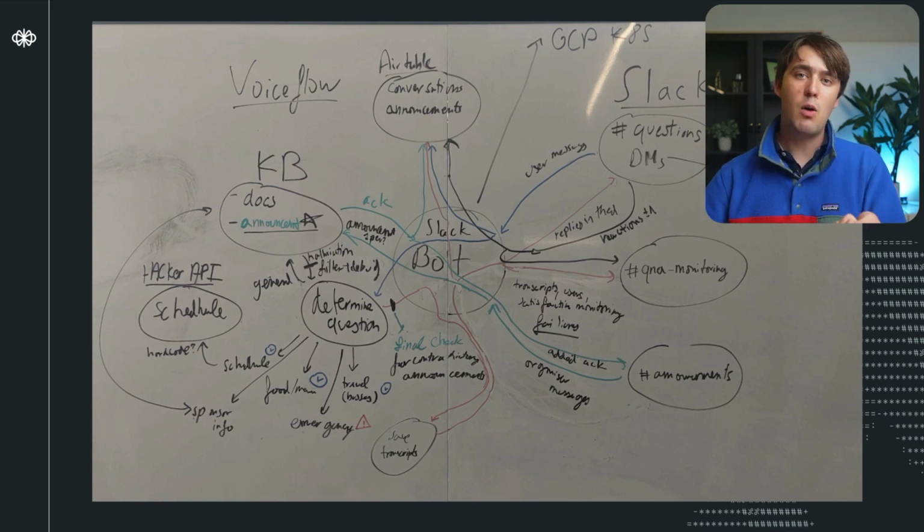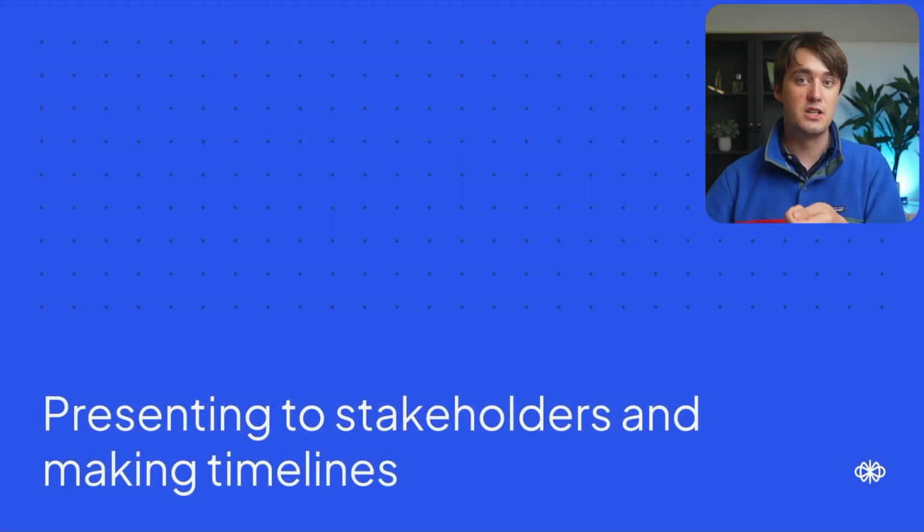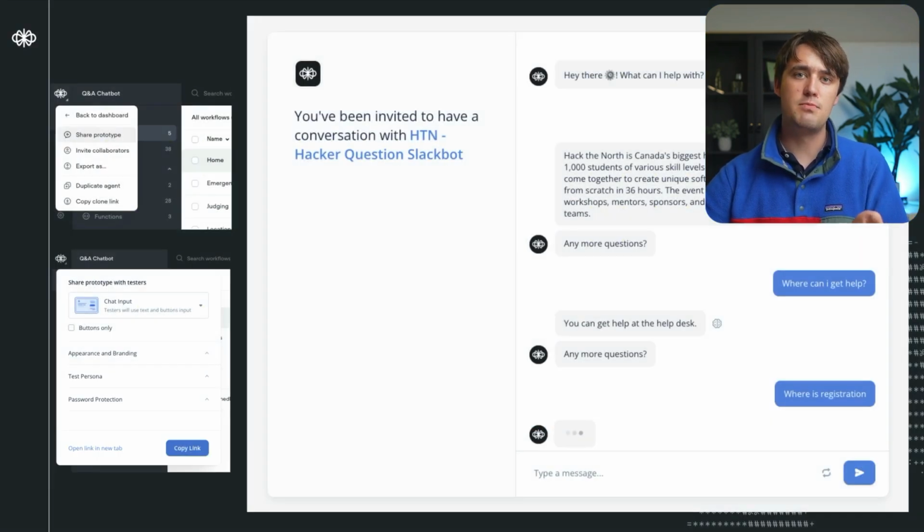Now on to the last part of this process, which is presenting to stakeholders and pinning down some timelines. AI is still a relatively new technology, and while many stakeholders might have played around with tools like ChatGPT, it's really useful to try and have a hands-on demo they can play with to get a better idea of what the project you're pitching to them is all about.